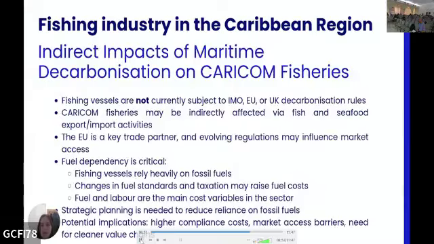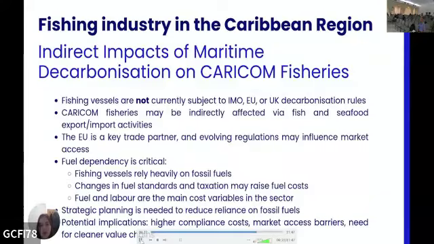Although fishing vessels are not directly covered by current decarbonization regulations, they might be indirectly affected. And then we look at this problem from 2 perspectives. First, for fish trade, the European Union is a major importer of Caribbean seafood, and stricter environmental standards could influence market access, because the idea is that there will be an impact throughout the entire chain.